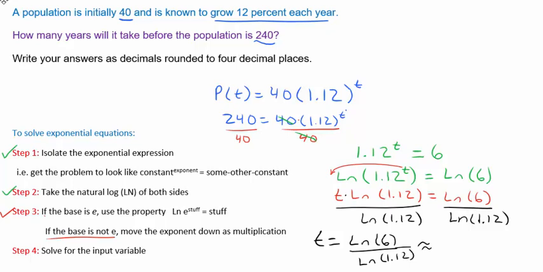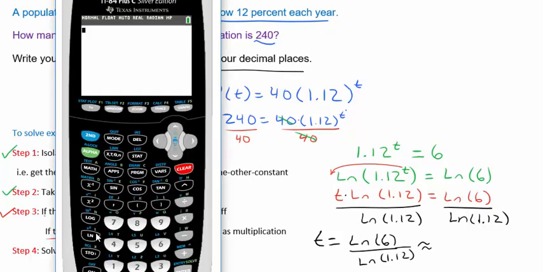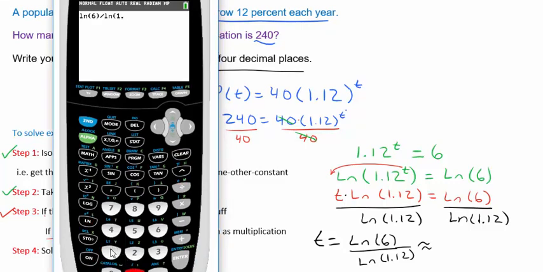but since I'm asked to give an approximation as a decimal rounded to 4 decimal places, I will need a calculator, and I will simply type ln of 6, close the parenthesis off, divide by the ln of 1.12, and to 4 decimal places I get 15.8103.